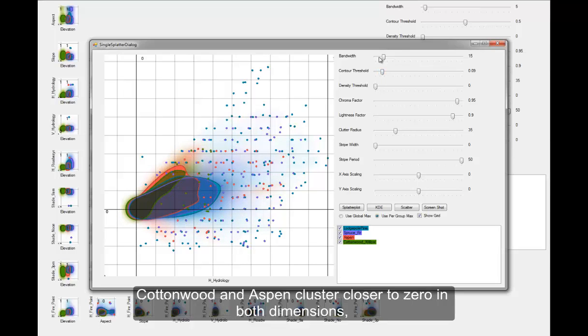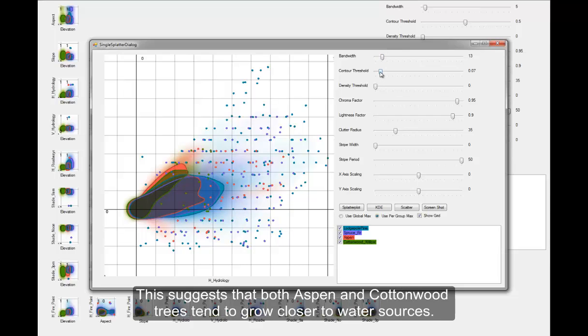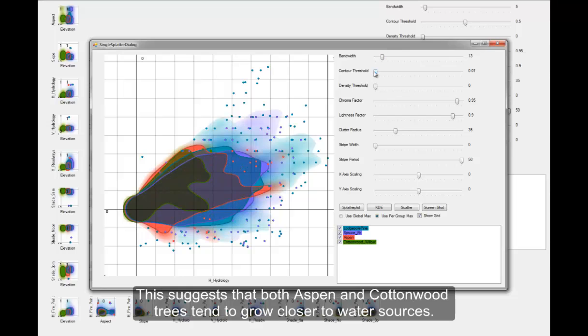Aspen and cottonwood tend to cluster closer to zero in both dimensions, while both lodgepole and spruce are a lot more spread out. This means that both aspen and cottonwood trees grow closer to water sources than the other two groups.